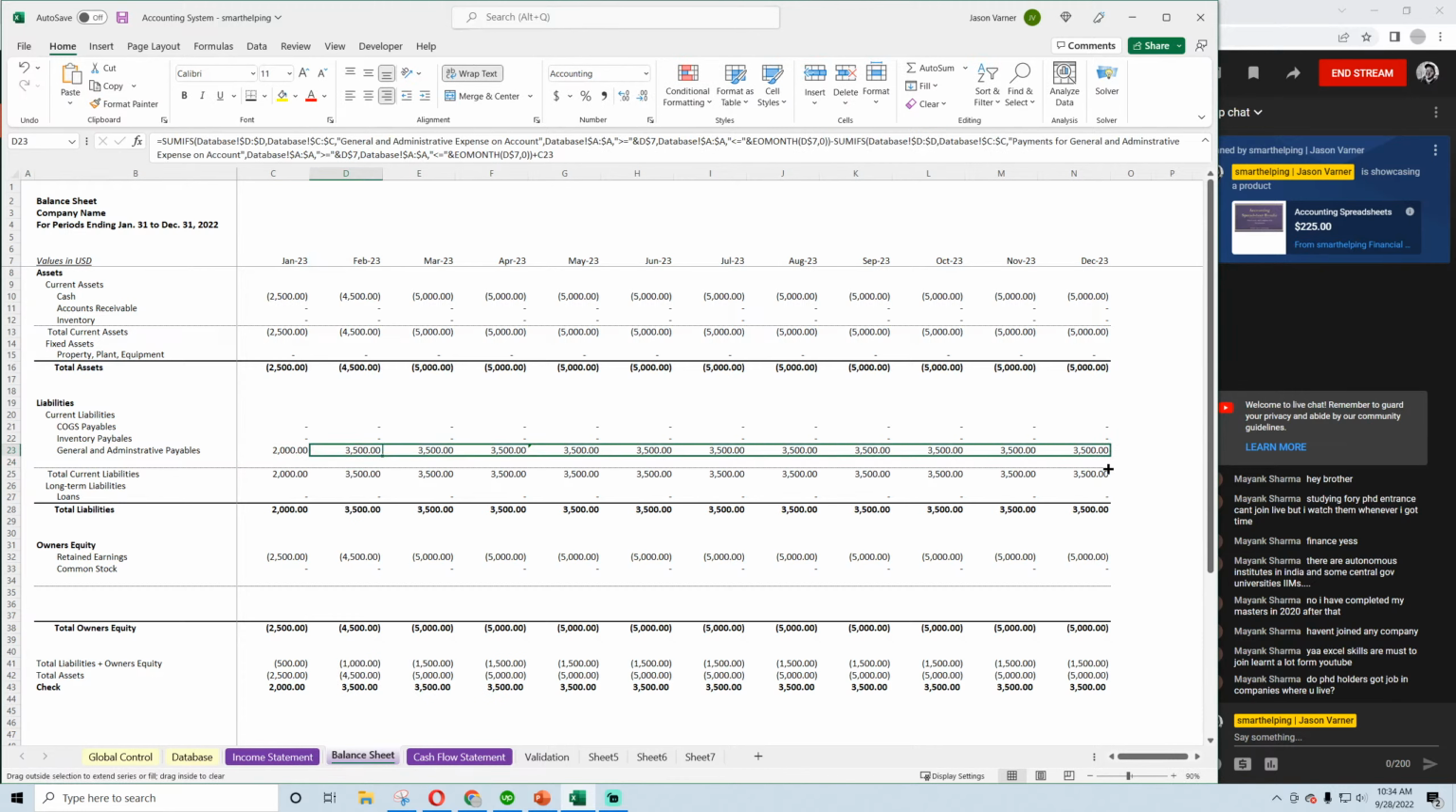Now it'd be impossible to try to figure out if there was a bunch of other stuff going on in the financial statements, and trying to figure out what was off, and you had like 3 million different things going on. Yeah, that's not going to be good. Okay, we still didn't pick it up with the update. Payments for general administrative expense on account.